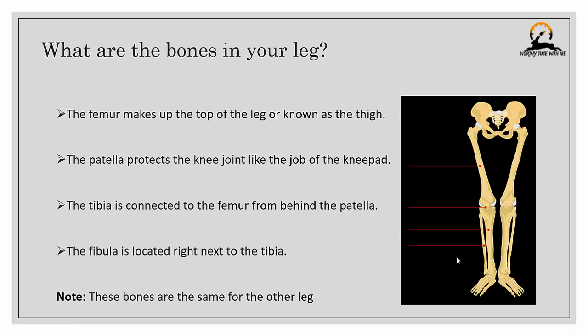What are the bones in your leg? First, you see this big bone. This is known as the thigh. Now, you see this big yellow ball. This is called a patella. This protects the knee joint like the job of a knee pad.